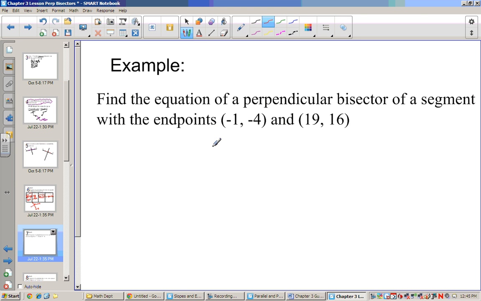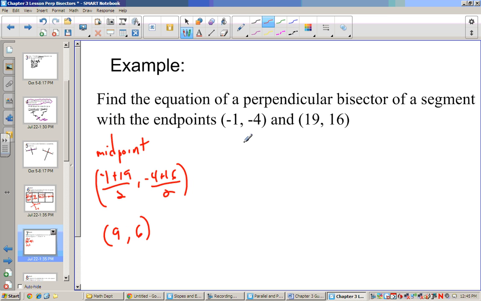So now I find the equation of a perpendicular bisector of a segment. The first thing we need to do is find the midpoint. So that would be negative 1 plus 19 over 2, and negative 4 plus 16 over 2, which would be 18 over 2 is 9. This would be 12 over 2, which is 6. Now we need to find the slope of our segment. So that's going to be 16 minus a negative 4 over 19 minus a negative 1. So that's going to be 20 over 20. So that slope is going to be 1.